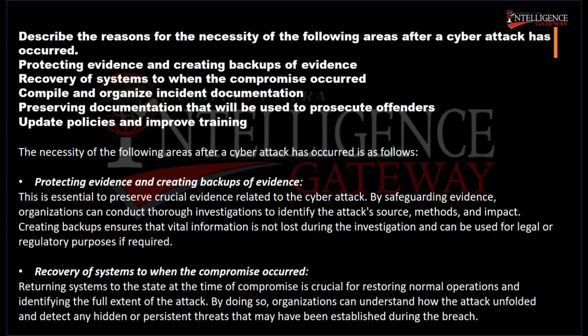purposes if required. Recovery of systems to the time of compromise is crucial for restoring normal operations and identifying the full extent of the attack. By doing so, organizations can understand how the attack unfolded and detect any hidden or persistent threats that may have been established during the breach.